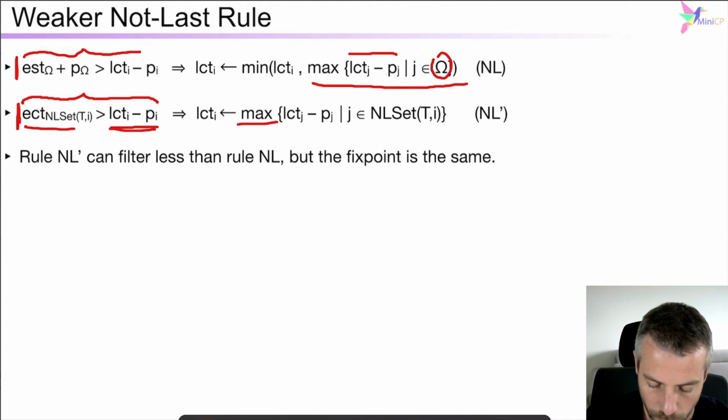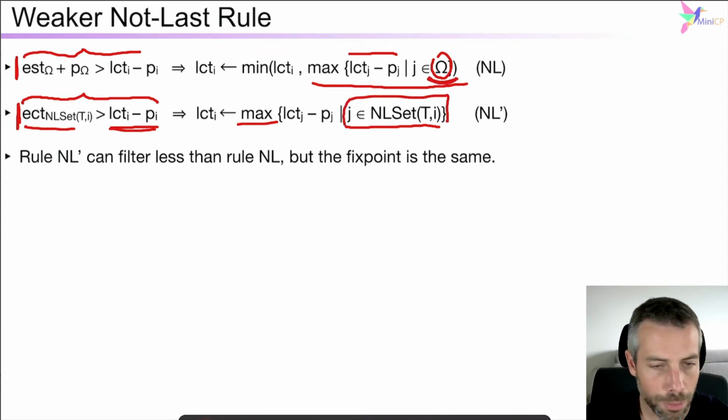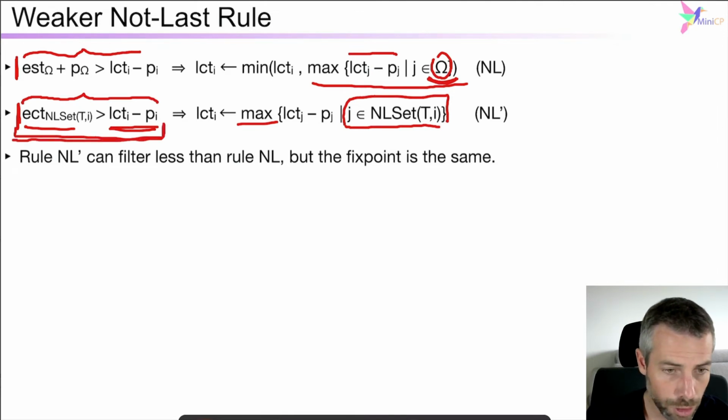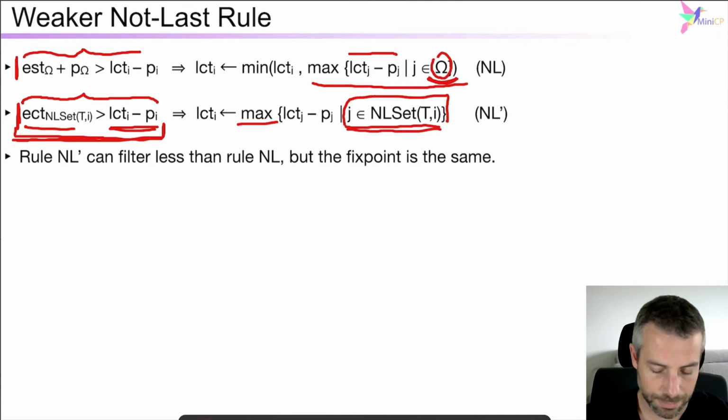We will simply compute the maximum over the whole not last set, which means that the not last set might be a set that includes the omega. So that's why the filtering is a little bit weaker, but that's easy to compute, because here we have a very efficient way to detect if the rule applies. If we can apply the filtering, we don't care about which omega was the one that triggered it. We will compute the maximum over the whole not last prime set. Again, the filtering is a little bit weaker, but the fixed point will be the same.